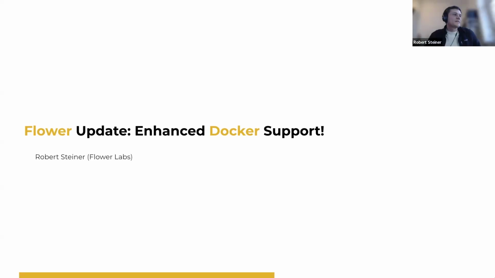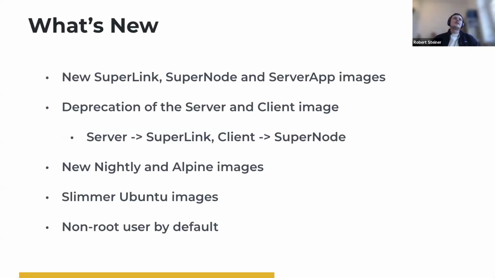Thanks, Nick. Welcome, everyone. Today, we want to share some exciting updates we have made to our Docker images. So let's start with our new images. With the next Flower version 1.9, we will release the first version of our new Docker images, Superlink, Supernode, and Server App. That's a big step because the new images enable everyone to deploy Flower end-to-end in Docker in a production environment.